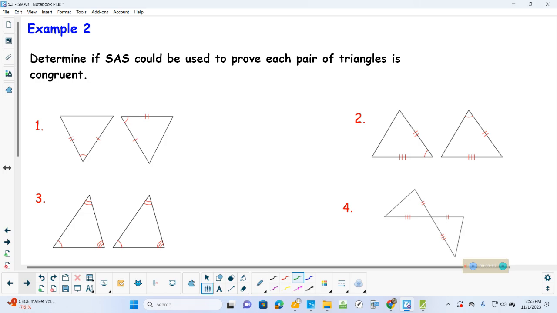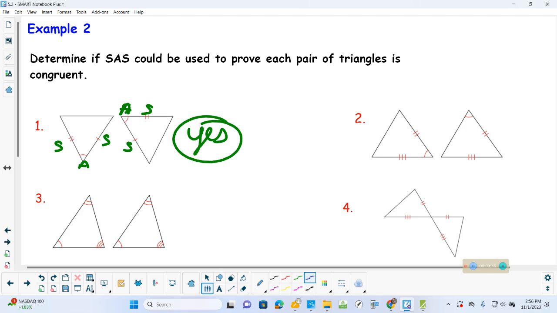All right, what do you think about one, yes or no? Yes, because we have side, angle, side on both triangles. Side, angle, side. Okay? What do you think about 3? I'm going out of order just because I'm standing here.